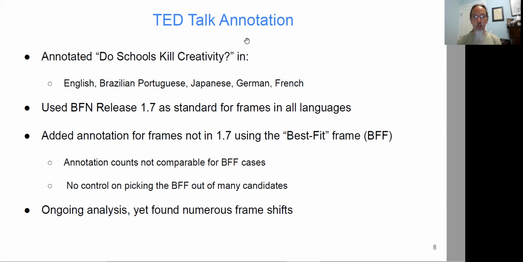But we did add annotation even for cases where the frames in 1.7 were not an exact match, using a best fit frame. When we did that, the annotation counts are not comparable because there was no control on which of the best fit frames people might use out of many candidates. There's an ongoing analysis. We found a number of frame shifts, which you can find outlined in part in our paper with this talk.